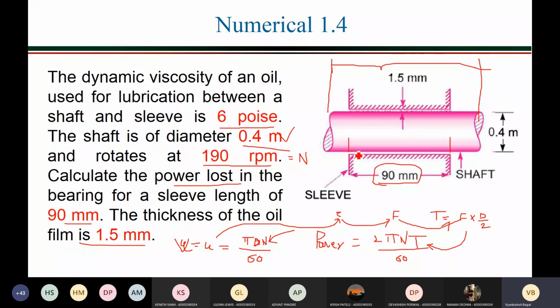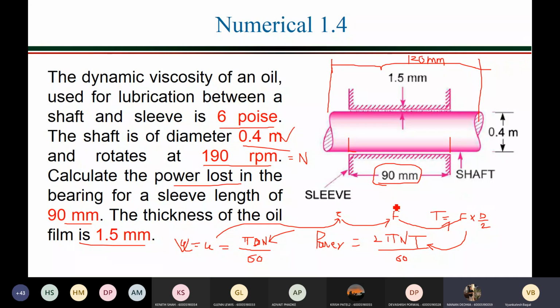Clear? So in examination, even if they give you the length of the shaft, let us say 120 mm, you should not get confused. You have to look at the length of the shaft which is equal to the sleeve length, 90 mm, and not the entire length. Is it clear? Yes, sir. So in this question, there is no use of the sleeve length also, 90 millimeter. Sleeve length is not used.